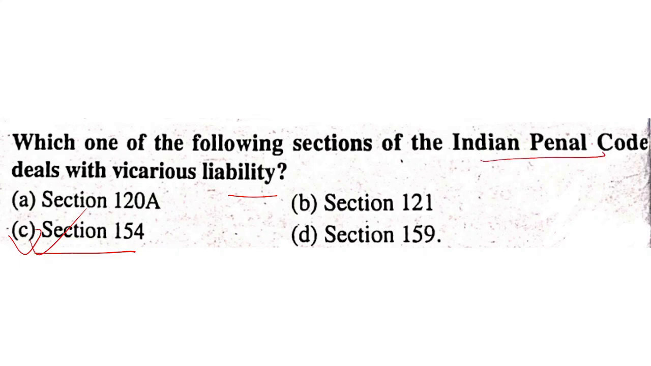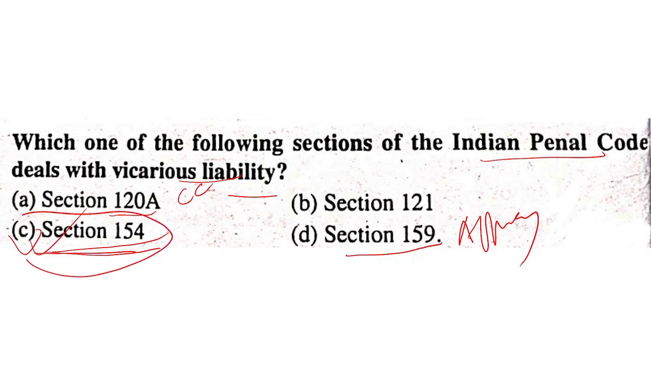The Indian Penal Code deals with vicarious liability. This section 154 deals with vicarious liability. Section 120A is criminal conspiracy, section 159 is affray, and section 154 is talking about vicarious liability.